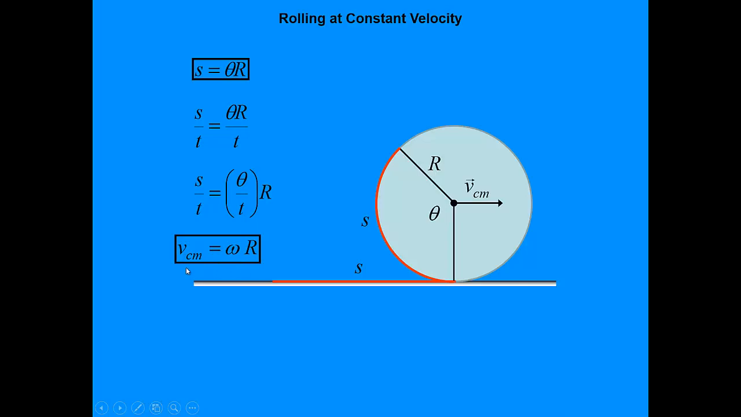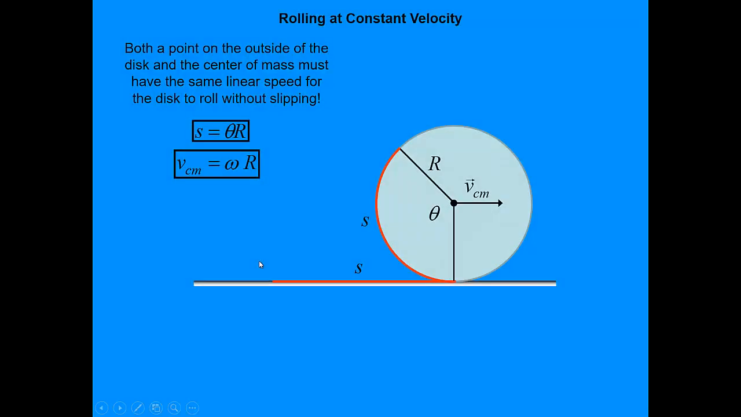Now, I know this looks like the equation we just derived before, but it isn't. This is VCM. When we had V equals omega r before, that was the speed of a point on the outside of a rigid object rotating about a fixed axis. This is the speed of the center of mass, how fast it was moving to the right as it rolled. But that can be related to the angular velocity and the radius.